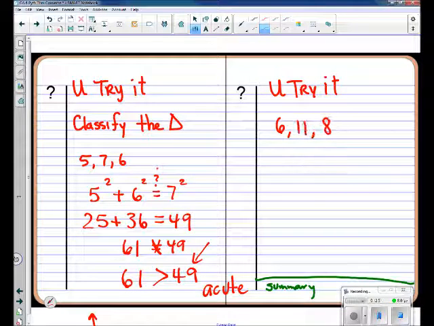All right, put me on pause, and you go check yourself with this one. See if you can discover, using the three bears theorem, triangle converse, or the Pythagorean theorem converse, to figure out, is it an acute, is it right, or is it obtuse? Put me on pause.